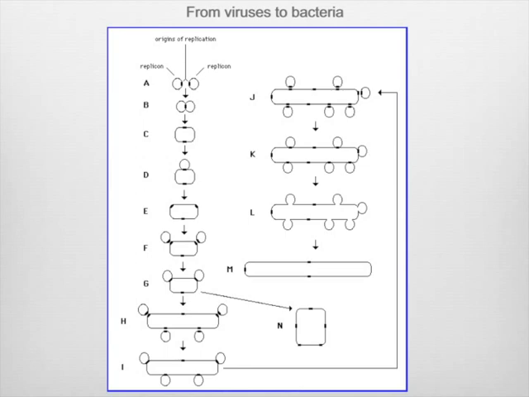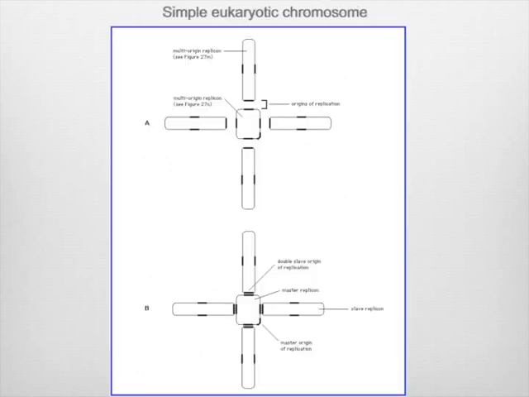It goes from H to I, up to J, and then it goes to K. But when you go to L, you'll notice something different. The origins are being cut out. Not all of it, but most of it is being cut out, and it's a permanent fusion like it was in the other diagram. And you wind up with something like M.